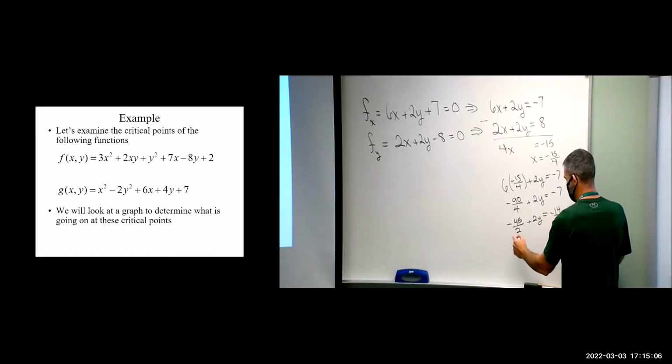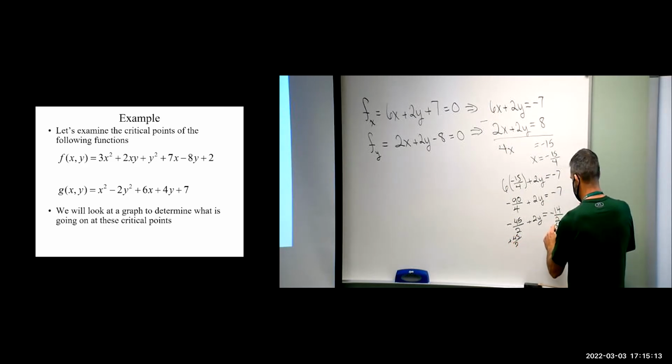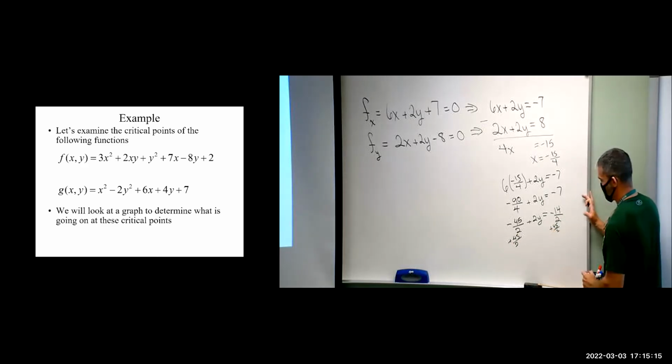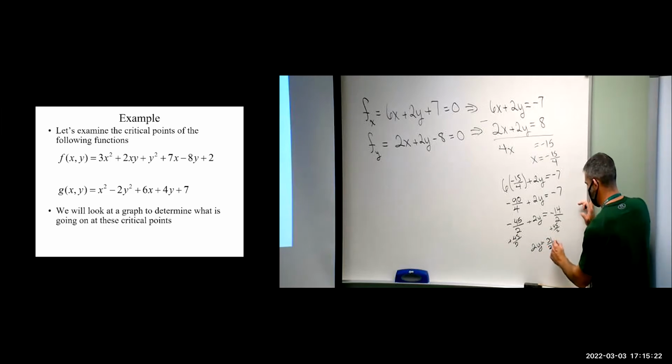Very good. So add 45 over 2 to both sides. Sorry about writing at the bottom for you guys at home. 31 over 2, I like it. So we got 2y equals 31 over 2.